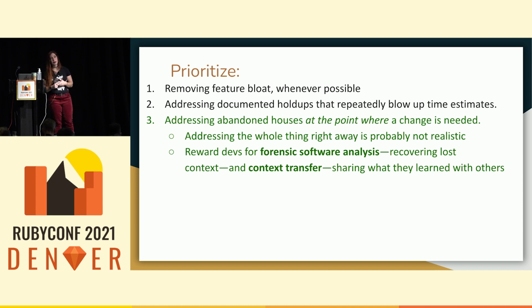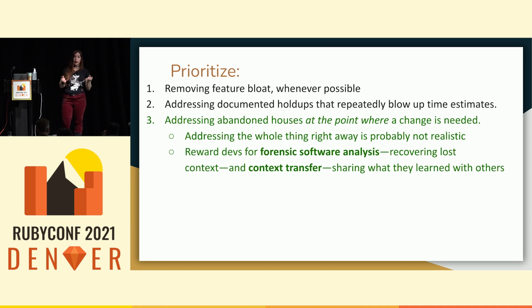There's a term that I like to use for this. I call it forensic software analysis. This is going into a code base where we have lost context and attempting to recover that context. It's theoretically similar to what an archaeologist does on a dig site, or the reason it's called forensic software analysis is because it's similar to what a forensic analyst might do at a crime scene, right? Take clues from what is there to figure out what happened here.